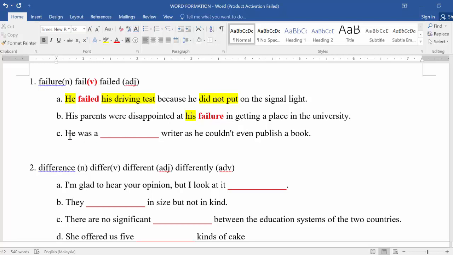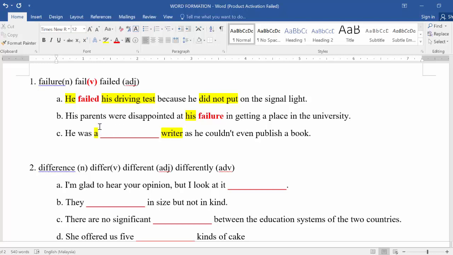Okay, next one. He was a what writer as he couldn't even publish a book. Okay, your keyword here is a, determiner, and the. As I told you before, when you see a determiner, a or the, usually the next word should be either an adjective or a noun. But how do we know which one to choose, a noun or an adjective? You need to look at the next word. Next word here is writer. Okay, writer is a noun.